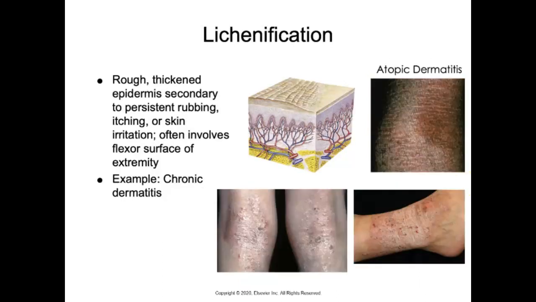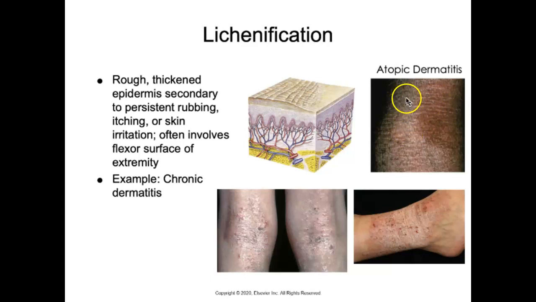Next, we have lichenification, and this is when we have a rough, thickened area of the epidermis. You could see how that stratum corneum is a bit thicker here, and that is secondary to persistent rubbing, itching, or skin irritation, and it often involves the flexor surface of an extremity. So we could see that right within this area at the atopic dermatitis.